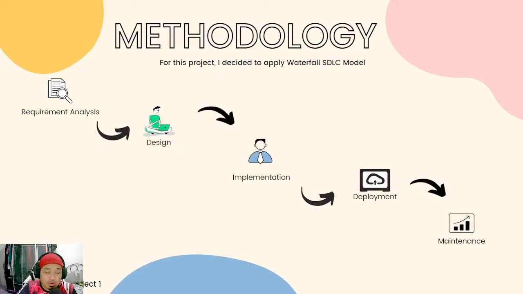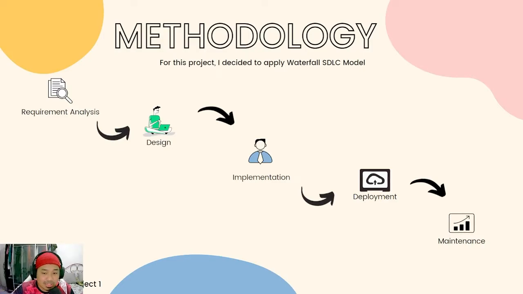Next, for the methodology, I chose to use the waterfall SDLC model because it is really suitable for my project. We start with the requirement analysis, where in this phase I just do some research and analysis to know what kind of information or what kind of things I need to put in my system. This analysis I also do with a survey from Google Forms, and also get some ideas from my supervisor and stakeholder.